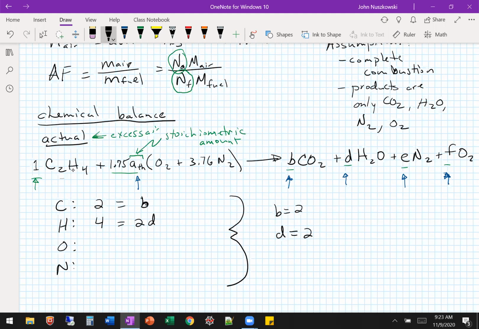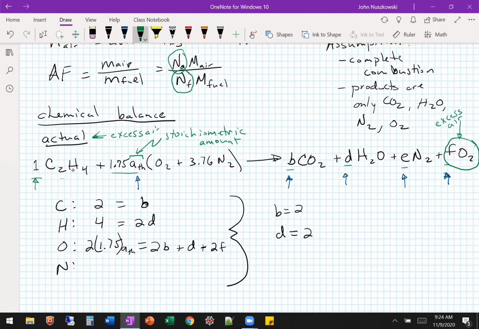And then we got oxygen. On the left, we got 2 times 1.75 times A theoretical equals 2B plus D plus 2F. If we didn't have excess oxygen, we wouldn't have to have this part here. But because we put in excess air, because we have more air than we need, we're going to end up with oxygen in the products. So that's why we have an F in this balance.